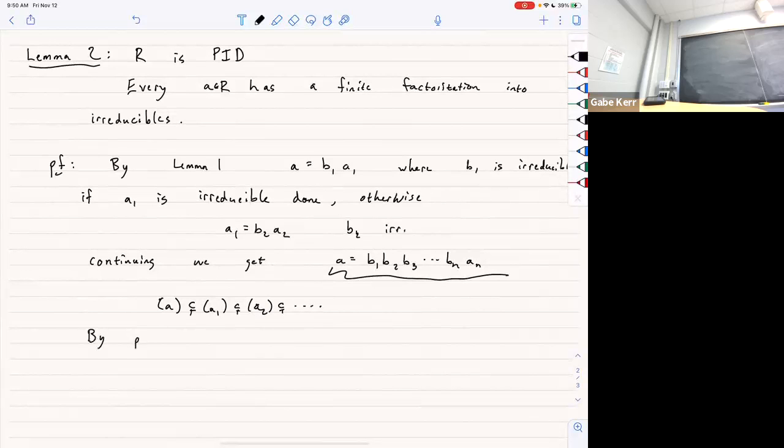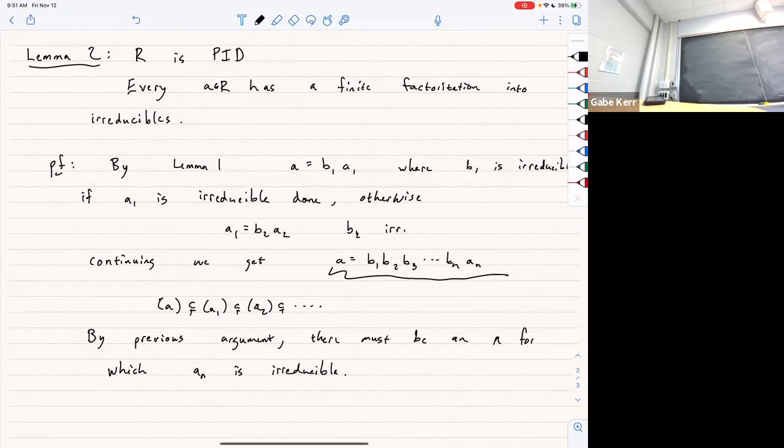By the previous argument, we must reach a point where A_n is irreducible. That's equivalent to not being able to find a further proper factorization. Once you're at that point, then we're done.